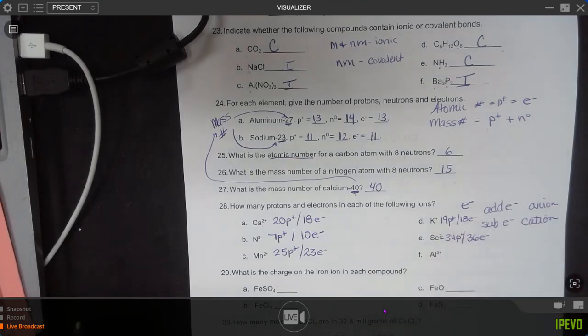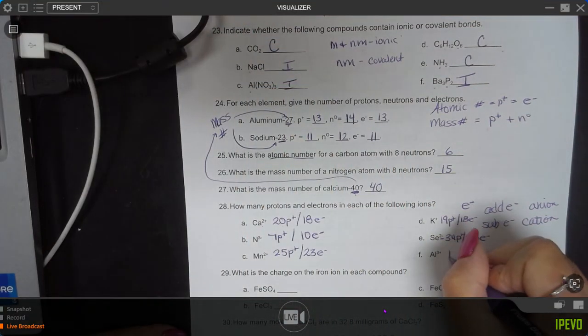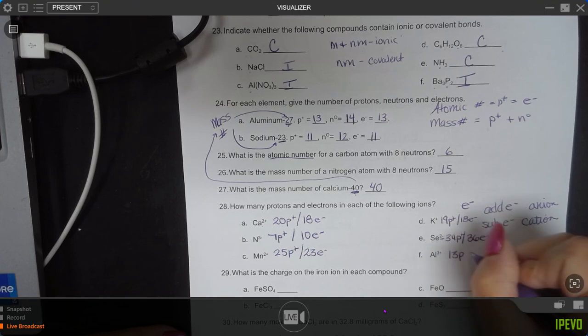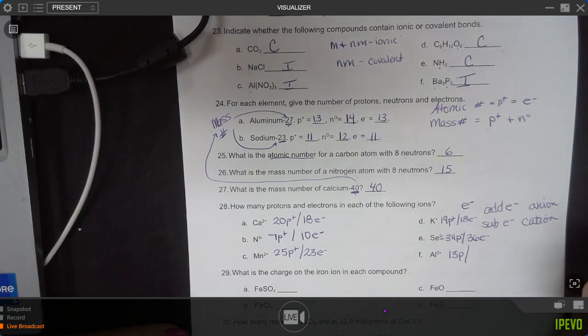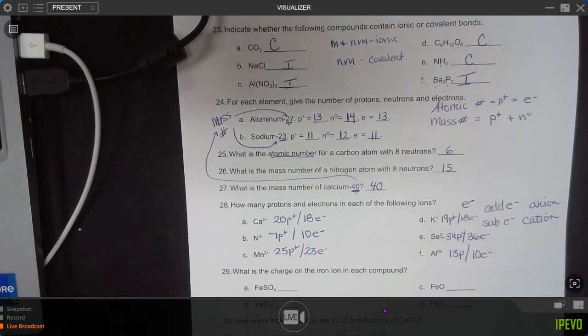And then finally, aluminum is element 13. So it's got 13 protons. +3 means it's a cation, so it's lost 3 electrons. So that is going to be 10 electrons.